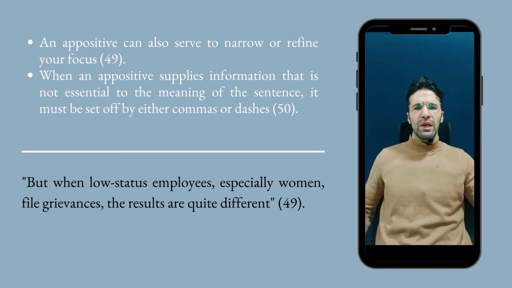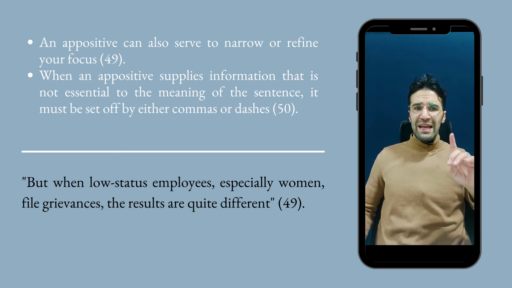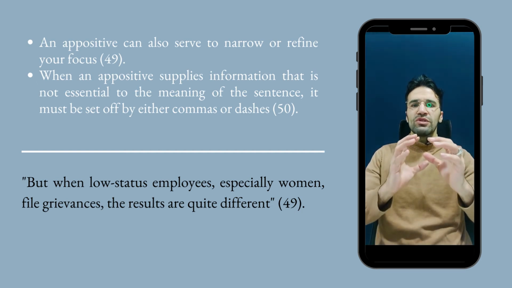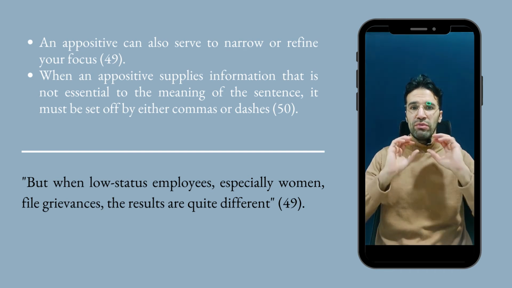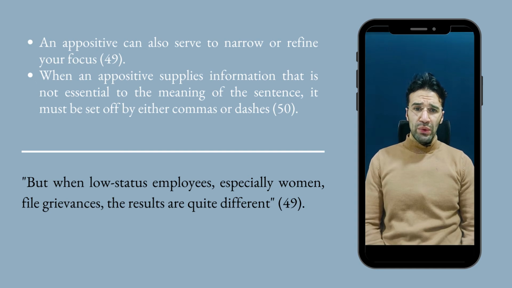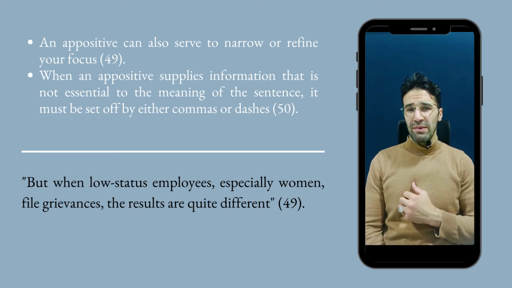In this example, let's read it again. It says, but when low status employees, especially women. Now I can safely remove that especially women part. Especially women, I remove it. So the sentence reads, but when low status employees file grievances, the results are quite different. That's what the point is about.